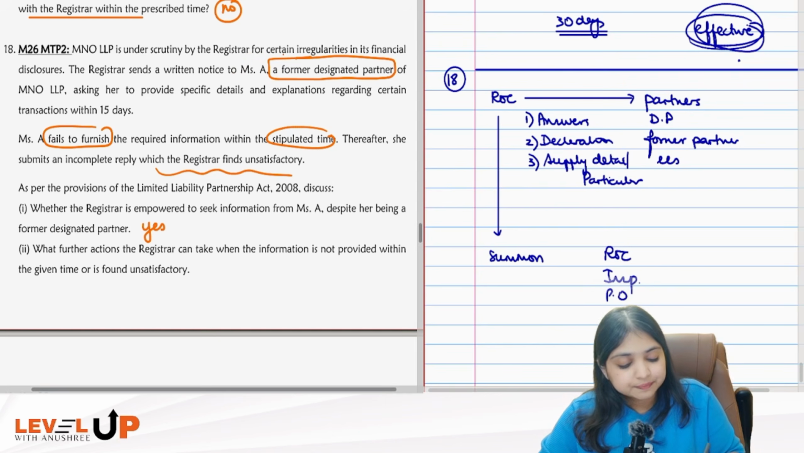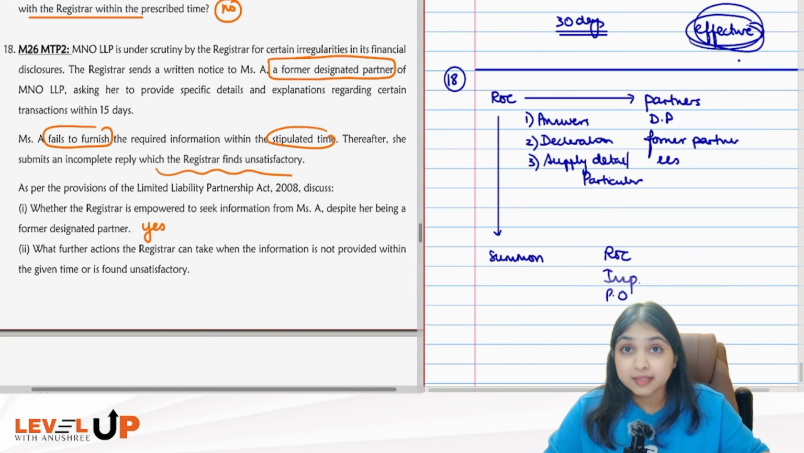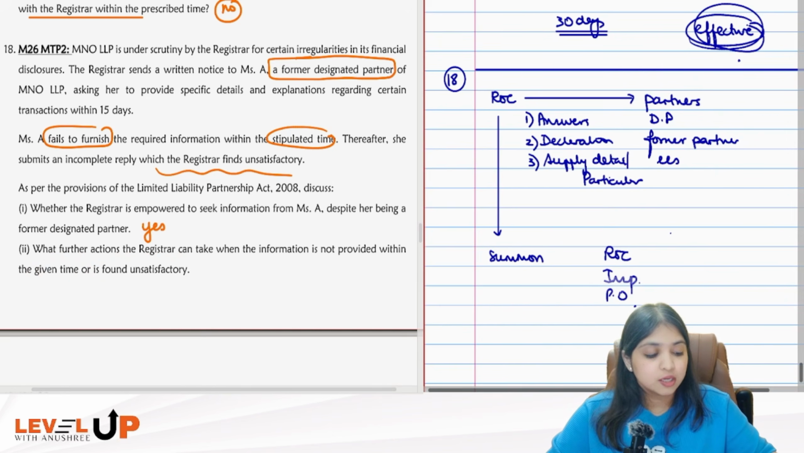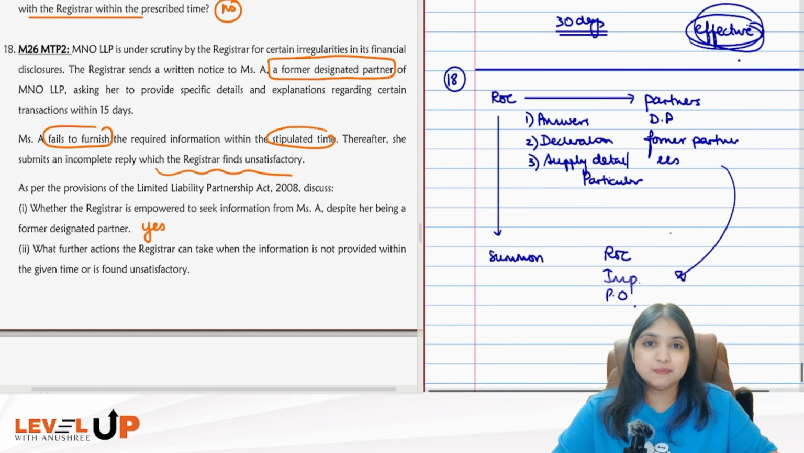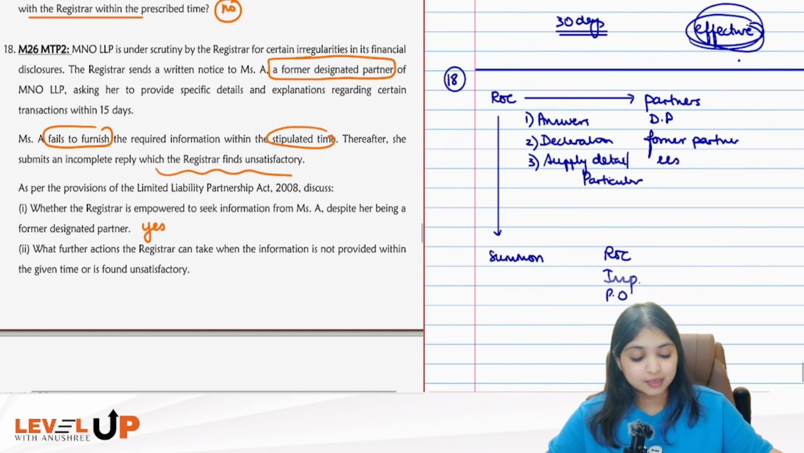Then they're asking us, what further actions the registrar can take when information is not provided within the given time or if it is unsatisfactory. Then in that case, ROC will issue a summon. ROC will ask this person to be present in front of the ROC inspector or public officer, as the case may be, to answer the question, give the declaration and then supply the particulars. Okay, this is your question number 18.